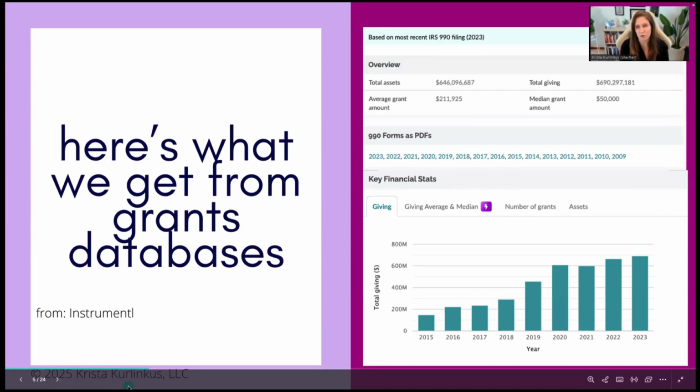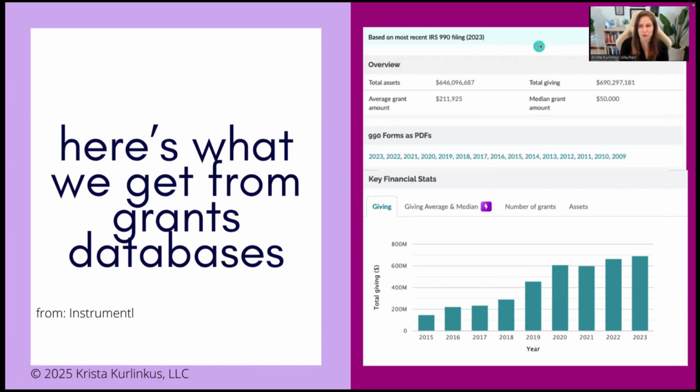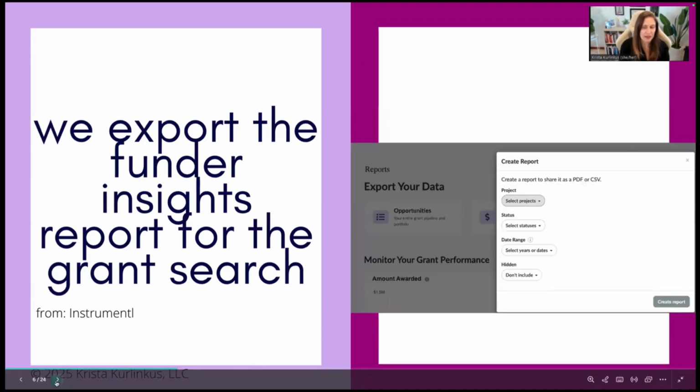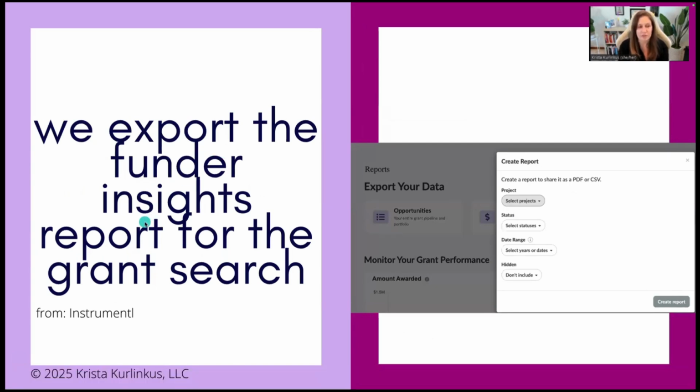Instrumental is more robust, and I know Candid's Foundation Directory is also more robust. I've tested that. But there is a ton of data inside of Instrumental. If anybody here has used it before, it goes far beyond what I'm showing here. And so once you have that data, all you can really do with it is export it as funder insights.